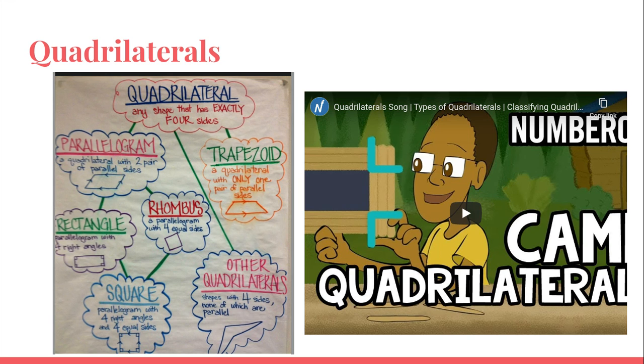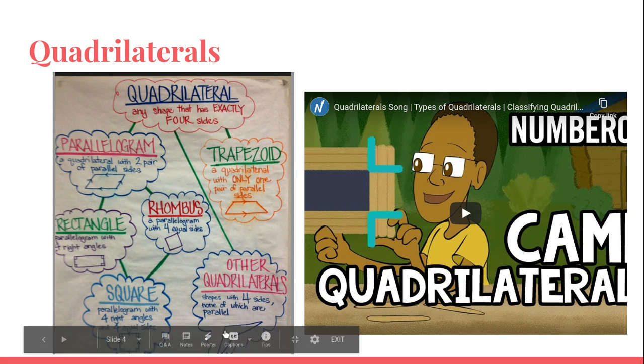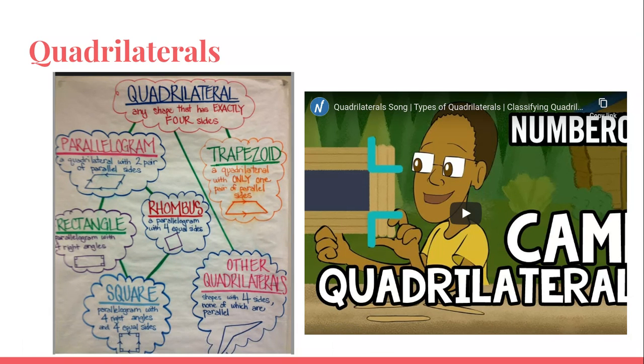Then there are other types of quadrilaterals, sort of funky ones we don't really talk about that much. They're just shapes with 4 sides, none of which are parallel. They don't fall into any of these categories, but they do have 4 sides, so they do count as a quadrilateral. Here's an example of a picture of one right here. When that little black bar goes away, you can see it again. It's just a funky little shape. It doesn't fit into any other category, but it's still a quadrilateral.